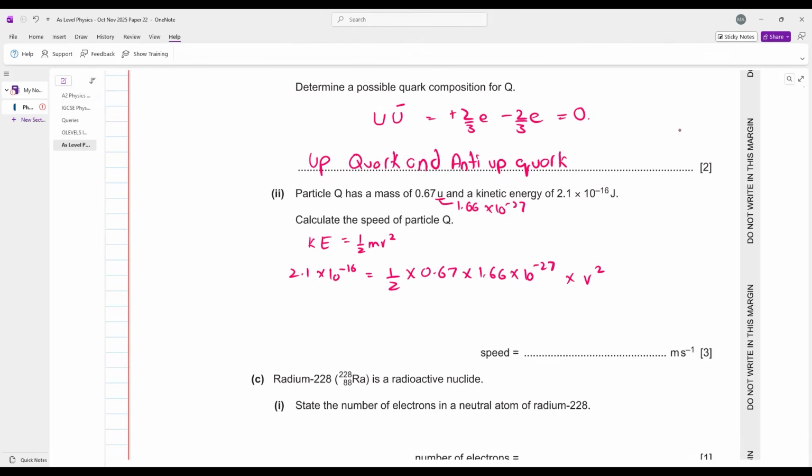Yes. 2.1 times 10 raised to the power of minus 16 into 2, divided by 0.67 into 1.66 times 10 raised to the power of minus 27. Can you realize velocity square is equal to what? 3.776 times 10 raised to the power of 11 is equal to your velocity square. Can you calculate the velocity? Yes. The velocity comes out to be 6.15 times 10 raised to the power of 5 meters per second. This is your velocity answer.